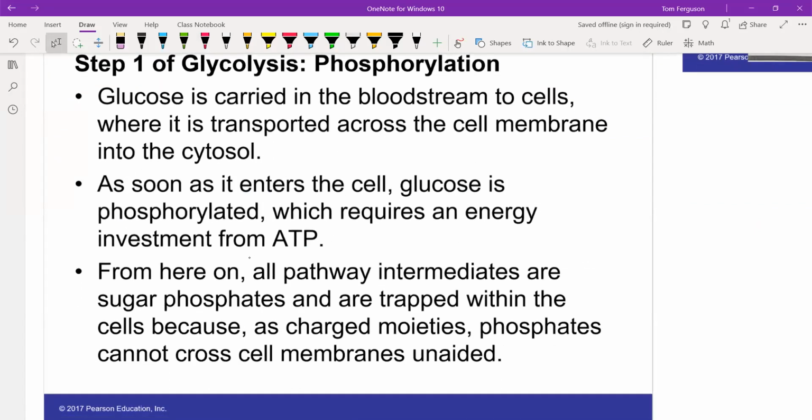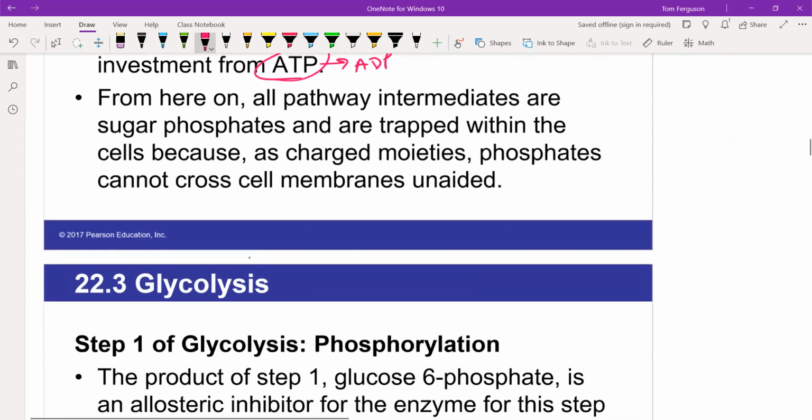All right, so the book says this is step one of glycolysis. I don't think it is. I think this is a precursor to glycolysis. And then once the glucose is phosphorylated, then it enters glycolysis, but depending on what book you read. Okay, so glucose is phosphorylated. Now, it requires energy because it's an endothermic reaction. So what happens is the energy comes from the ATP going to ADP. And again, I want to emphasize that once they become phosphorylated, they are charged and cannot leave.